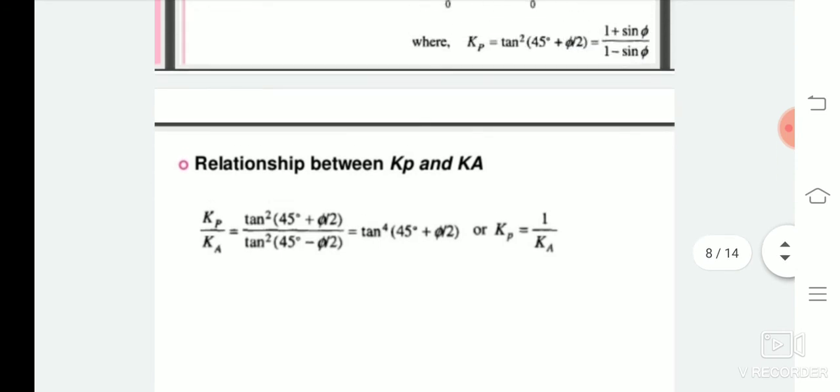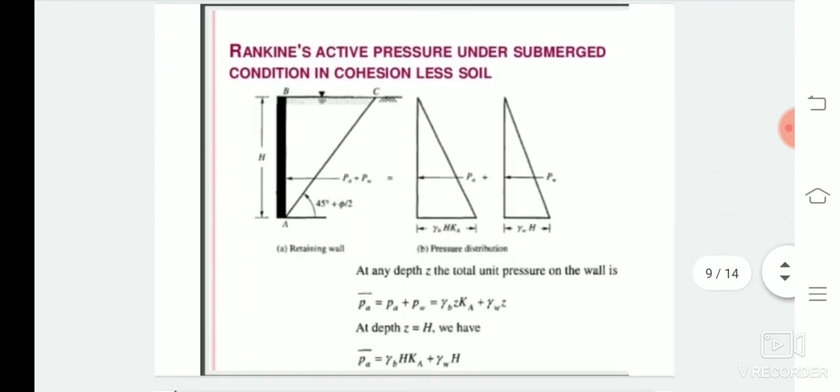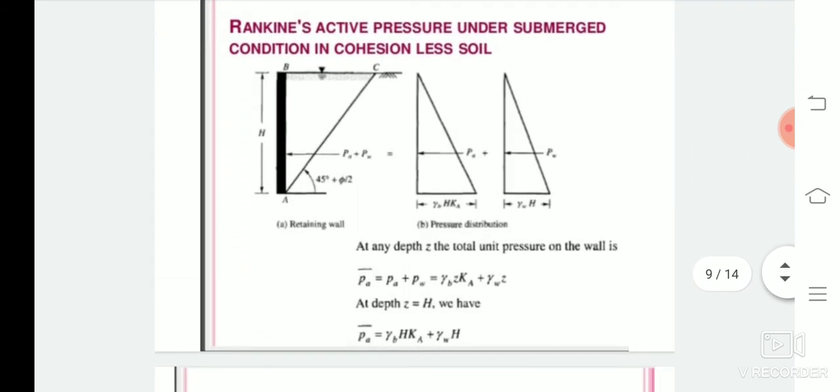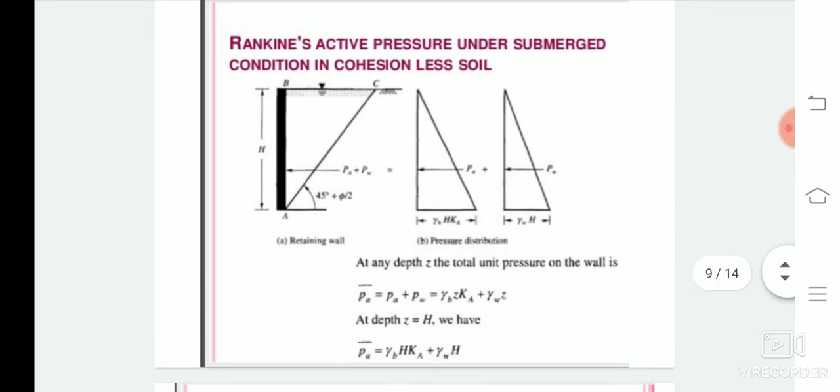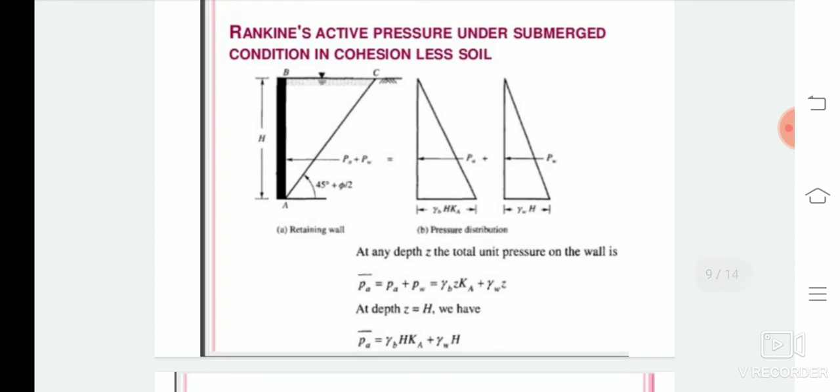Hence from this we can conclude that the relationship between Kp and Ka is inverse, that is Kp equals 1 by Ka. Next, let's go to another case where the soil is in a submerged condition. In this case, the sand fill behind the retaining wall is saturated with water. So the lateral pressure is made up of two components: lateral pressure due to the submerged weight of the soil and lateral pressure due to the water at a distance z from the surface.